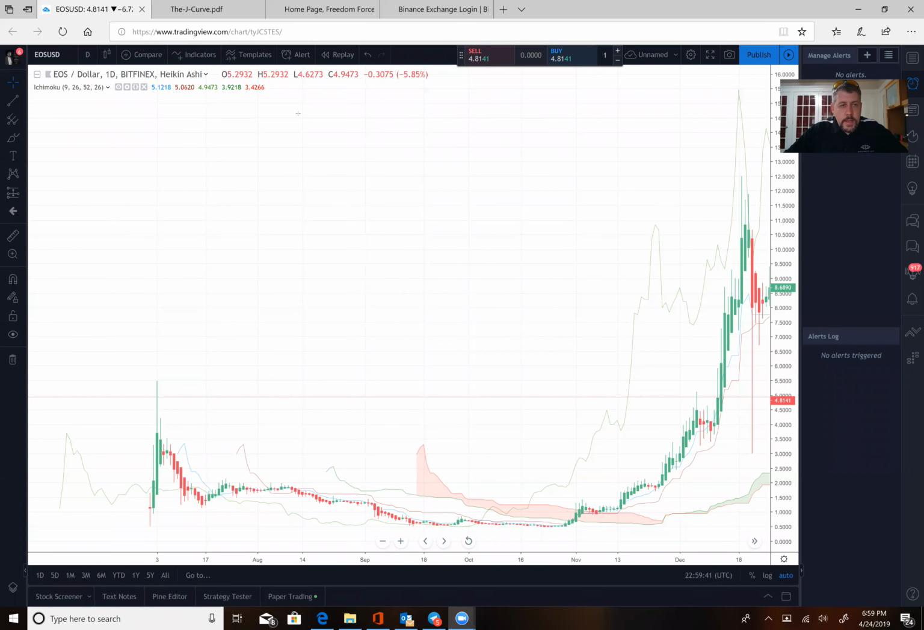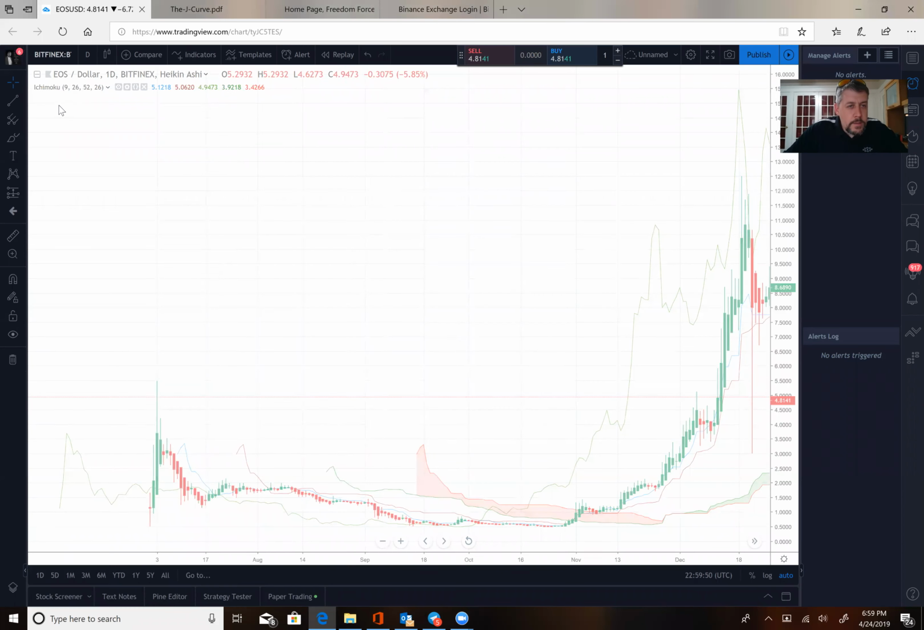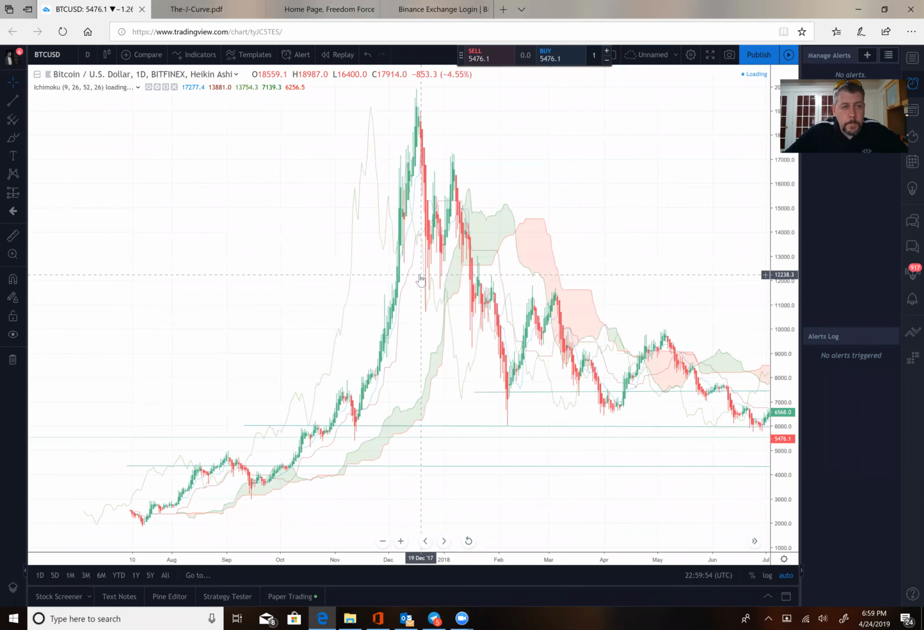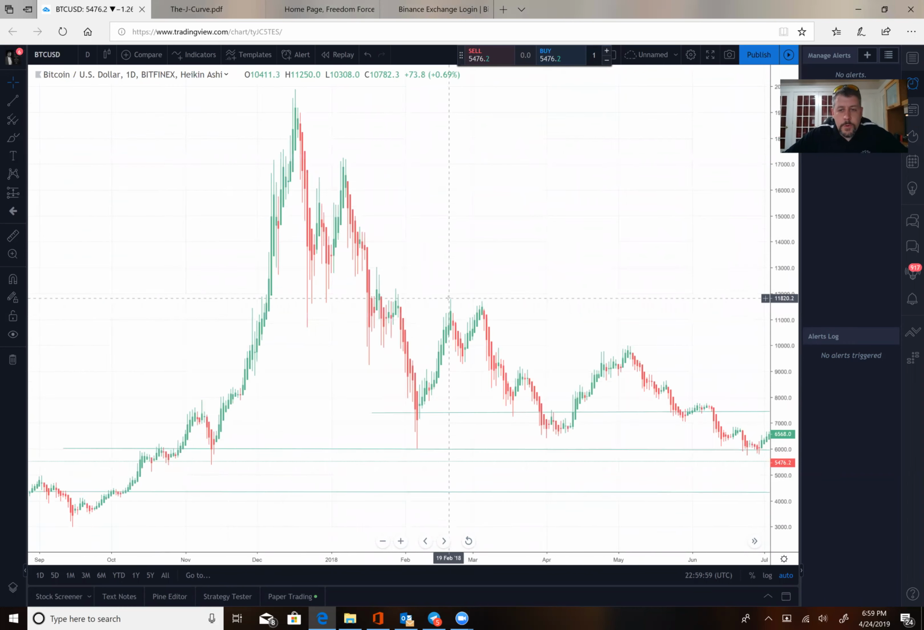I wanted to run over a couple of technical indicators, setups, and some key information to look for in the market. Let me do a screen share here. All right, I'm going to pull up the BTC dollar chart here, and I've got the Ichimoku cloud set up here, which is more of an advanced indicator.